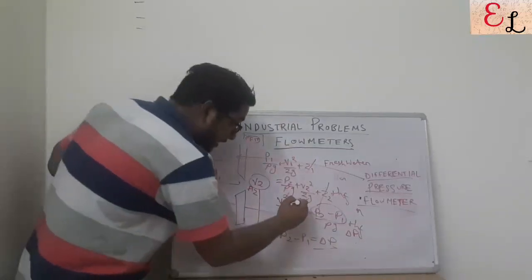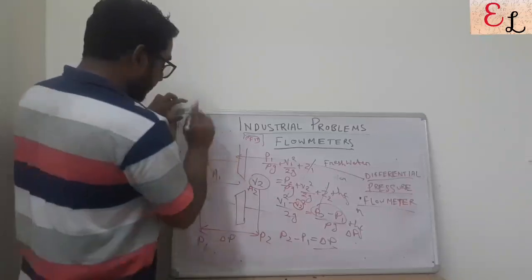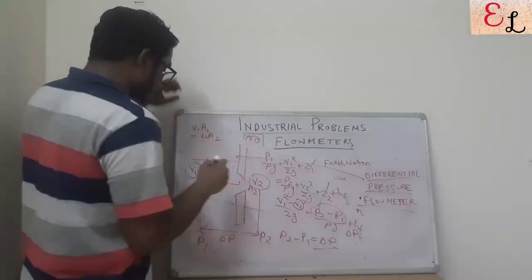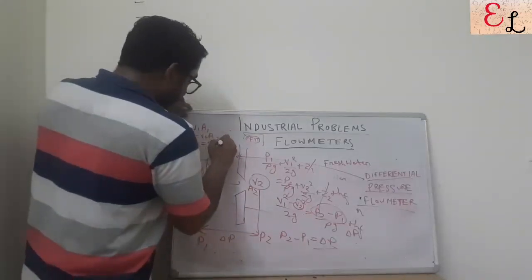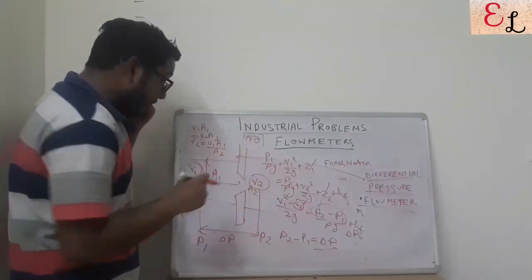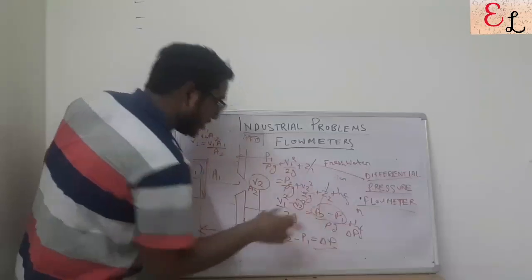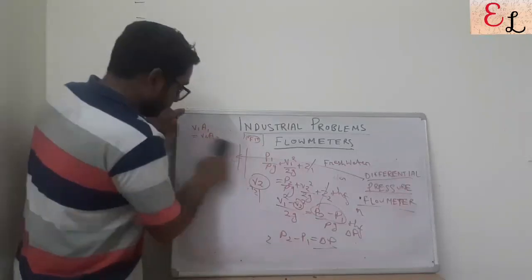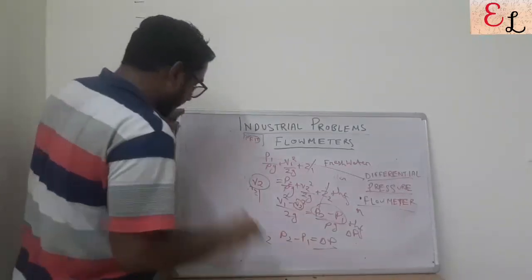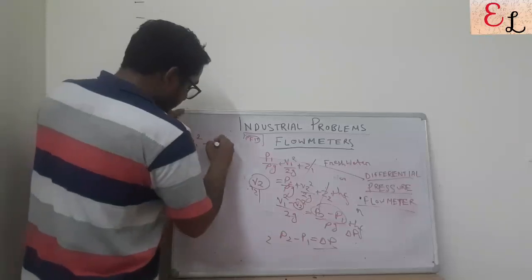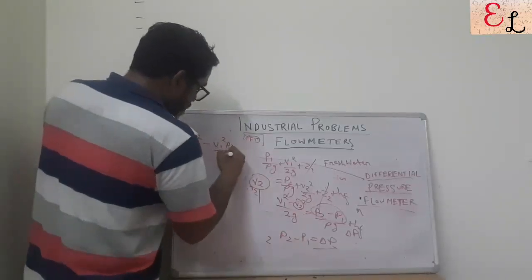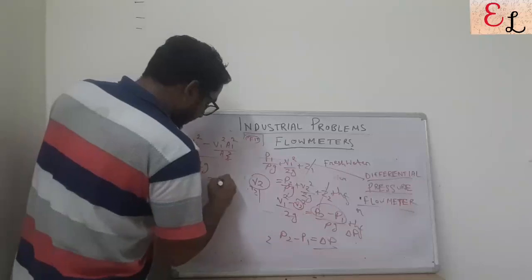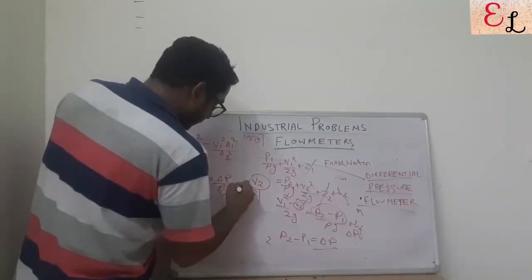So we can replace V2 by writing the continuity equation. Continuity equation says that V1A1, for a steady state process, is equal to V2A2. So V2 is nothing but V1A1 by A2. If we replace V2 in this equation, it's going to be in terms of V1 only. So the final equation is V1 square minus V1 square A1 square by A2 square, by 2g, is equal to delta P by rho g plus HF.